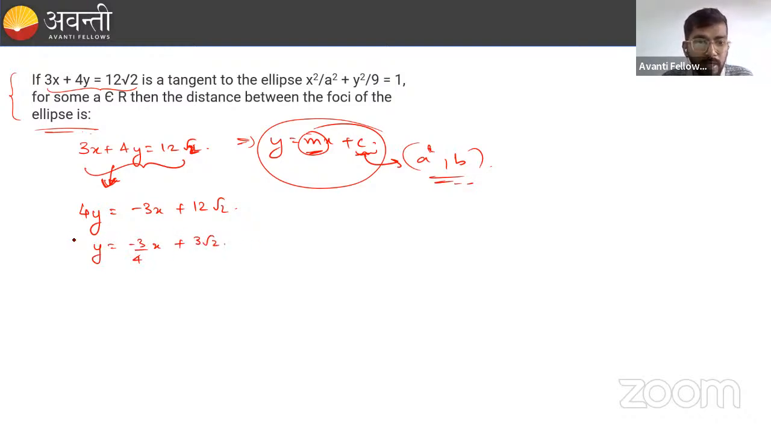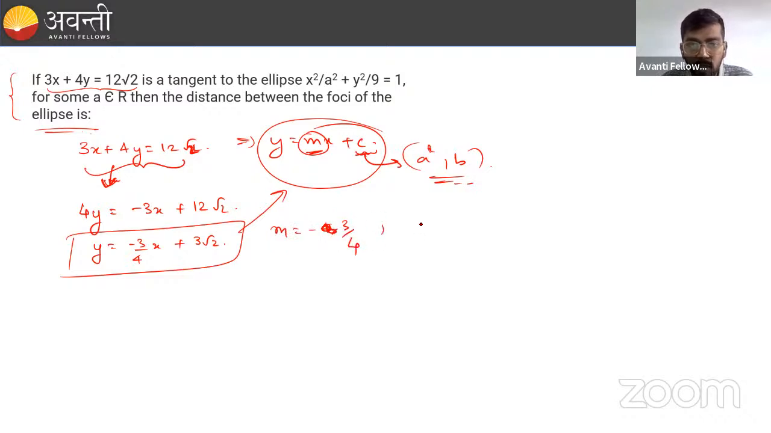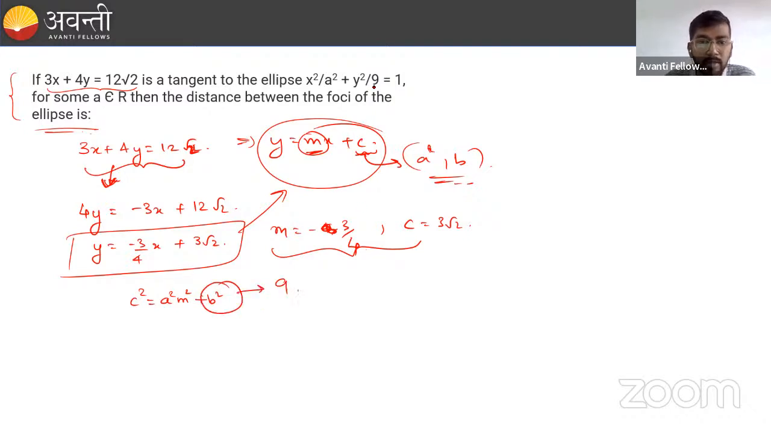So from here, by comparing this to y equals to mx plus c, you can say that the value of m is minus 3 by 4 and the value of c is 3 root 2. So using this, for this line to be a tangent, we already know that c square should be equal to a square m square plus b square, right? So we already know the value of b square. b square is given as 9. You can see here in this equation, the equation of the ellipse is given by x square by a square plus y square by 9 equals to 1. So this is our b square. So we will be using that b square over here.